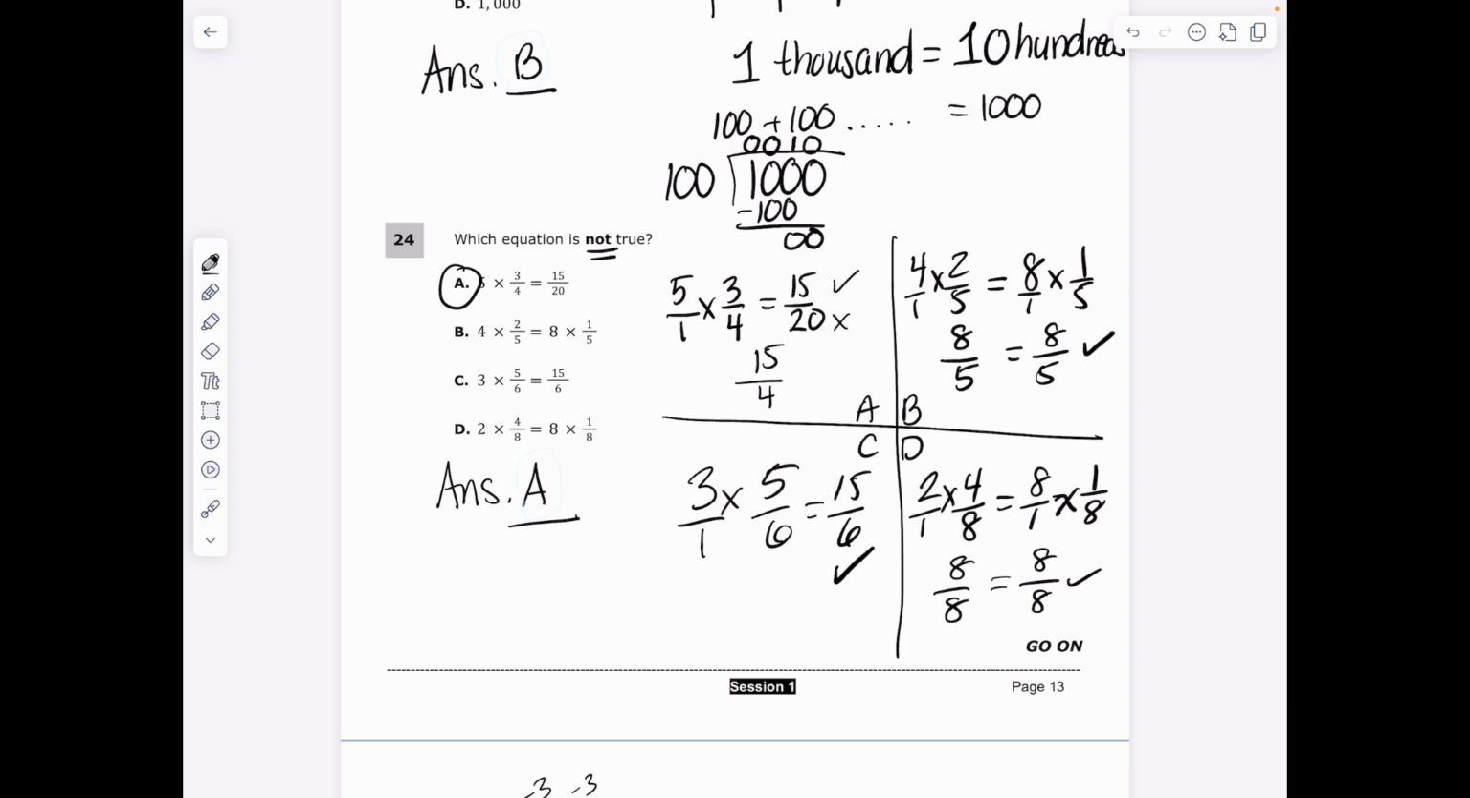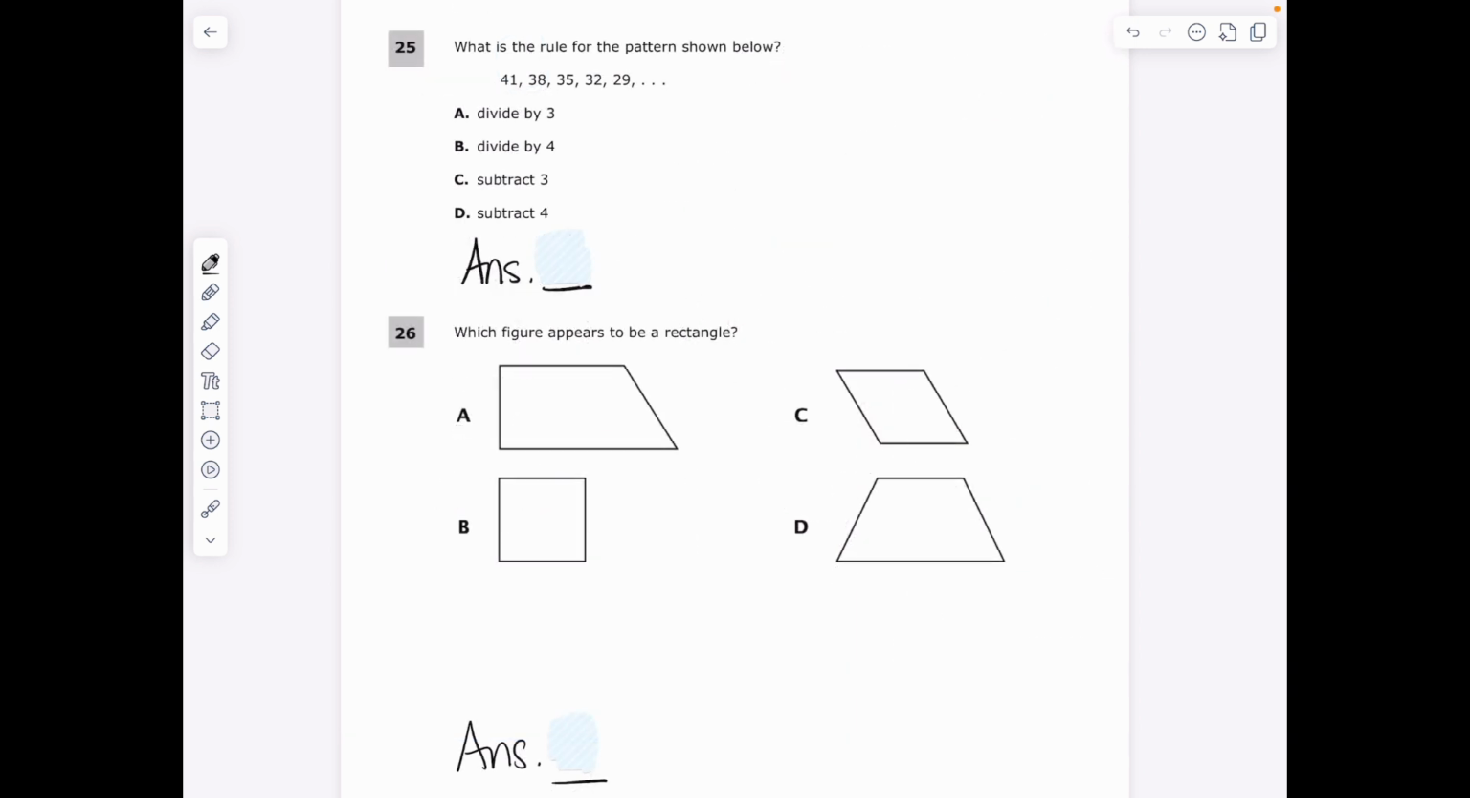All right, hit pause and jot this down into your notes. All right, 25 and 26. A pattern problem, the answer for 25 is C. And a geometry problem, the answer for 26 is B. Check it off in your work. We'll start with 25. What is the rule for the pattern below?